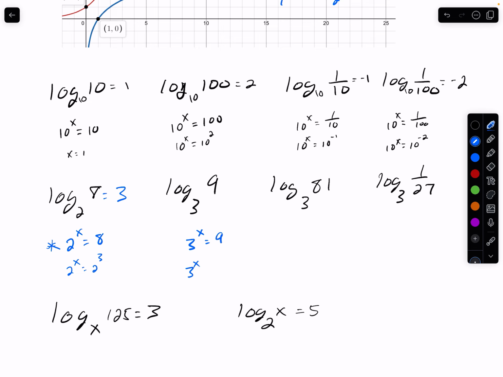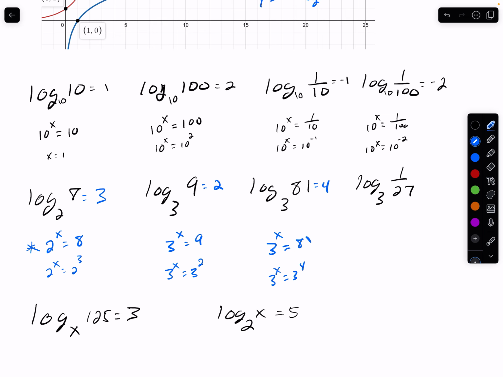So 3 to the what power is 9? You should know that 3 to the x, I can rewrite as 3 squared. I know that the answer is 2. 3 to the what power is 81? 3 to the fourth, so this answer is going to be equal to 4. And last one, 3 to the what power is 1 over 27? Think about this as a negative exponent, 3 to the negative third power. If bases are the same, that means my exponent here is negative 3.